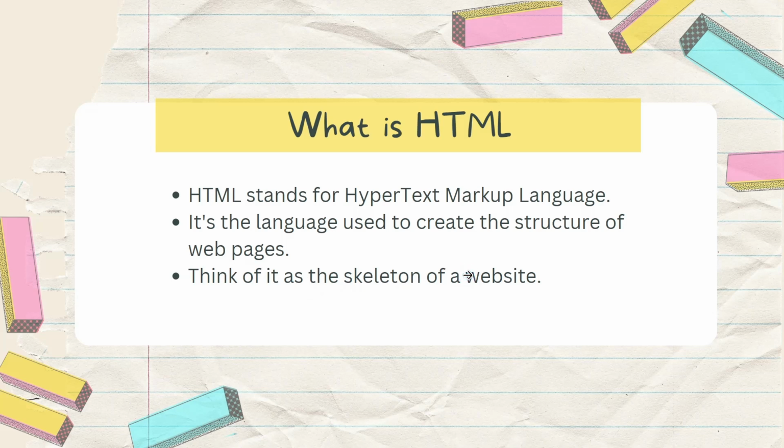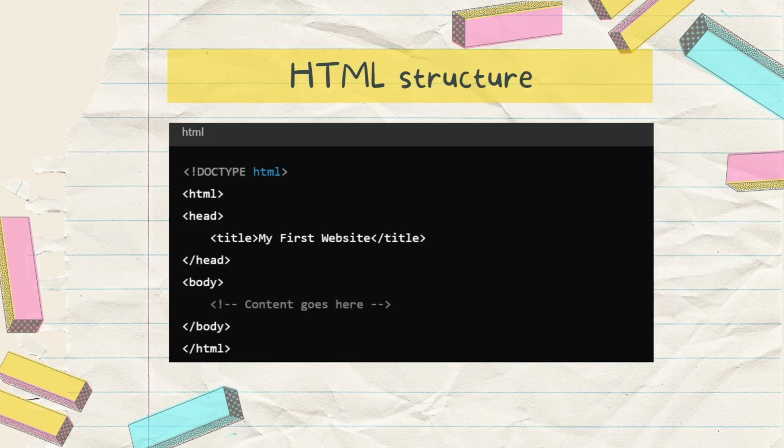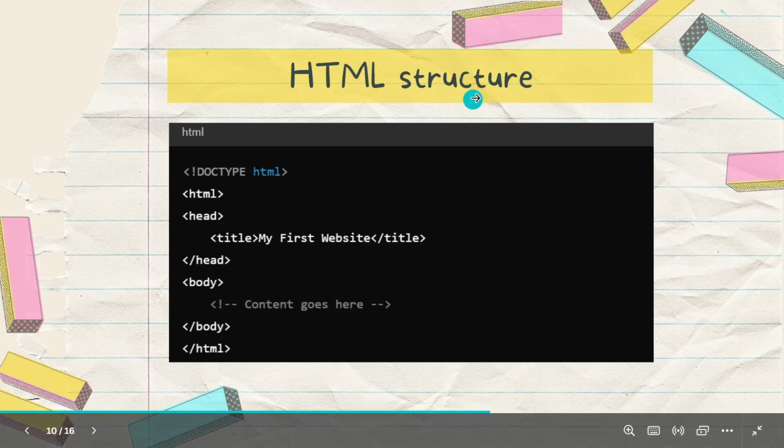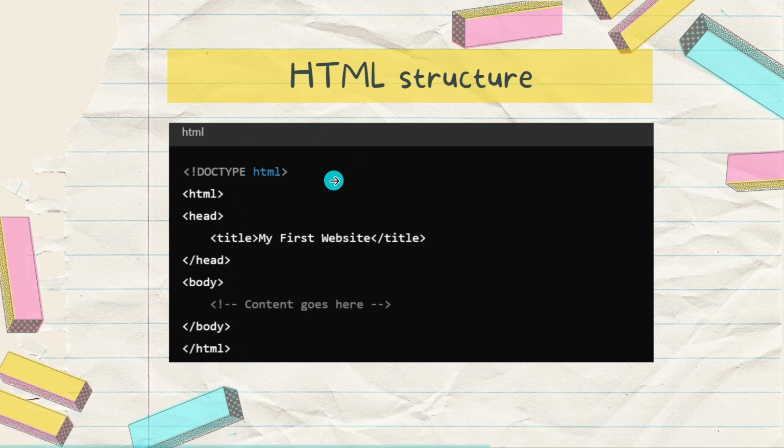Let's now look at the HTML structure. So this is basically the basic structure of HTML. An HTML document has a basic structure. So let's break it down step by step.